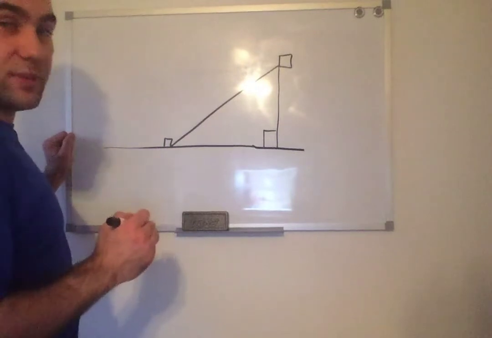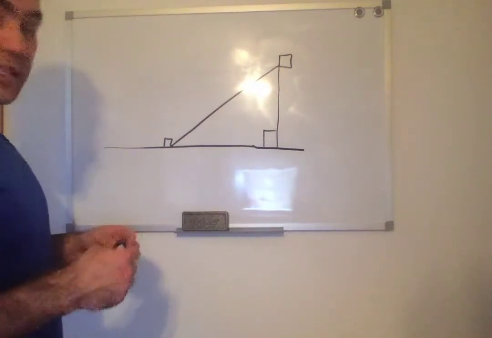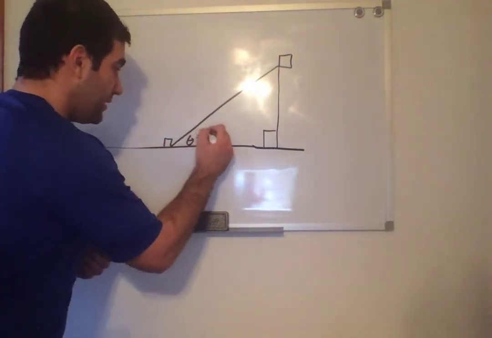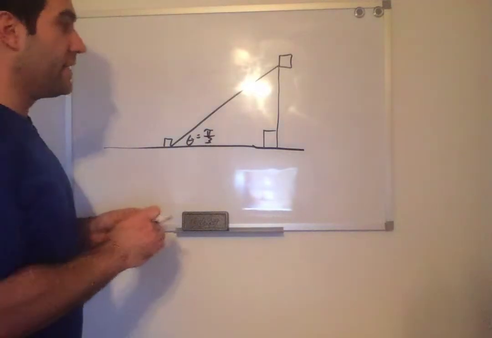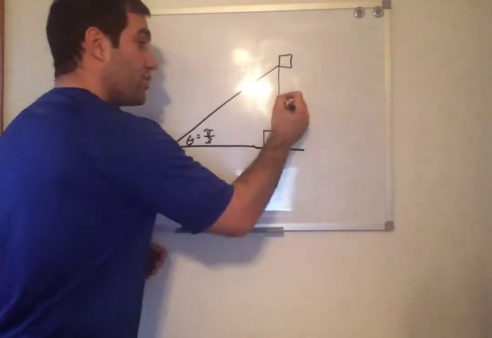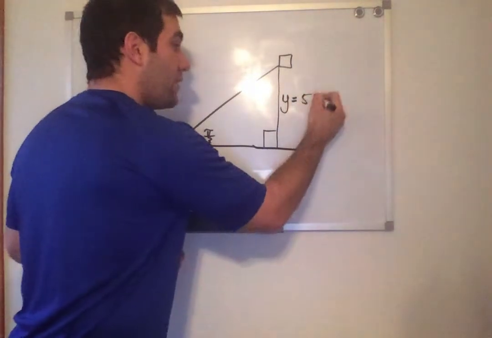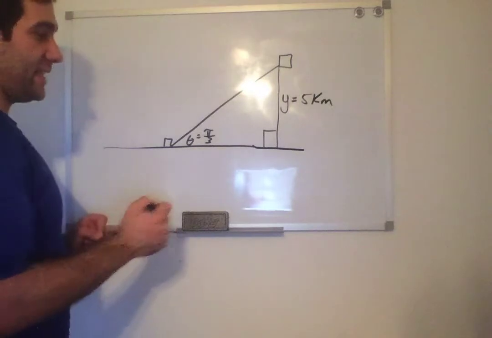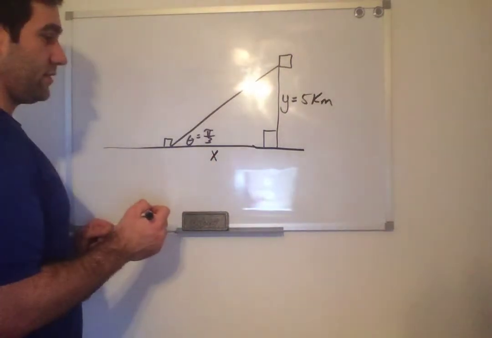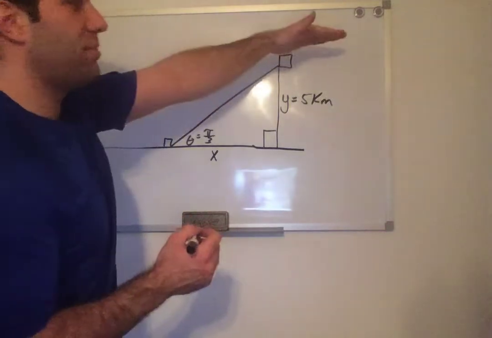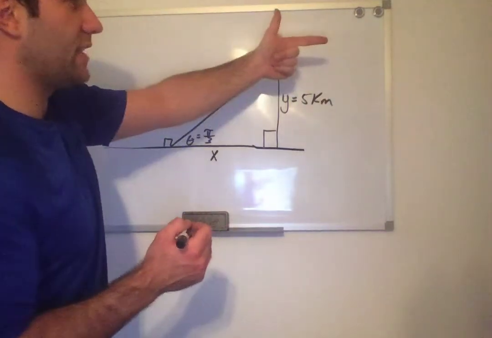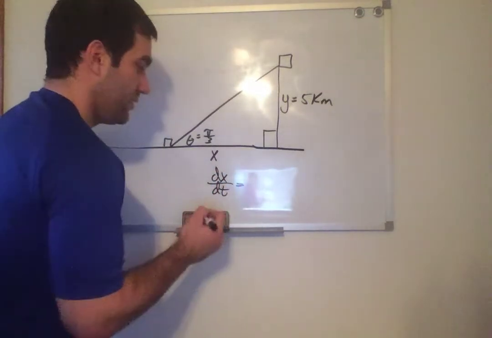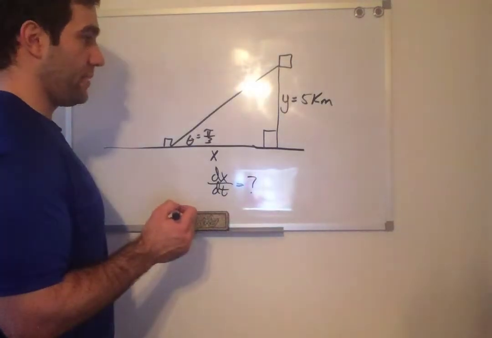Now this problem's going to be a little bit different. We're not going to be using the Pythagorean theorem here. They tell us that this angle theta is pi over 3. They tell us how high the plane is, so I label this y is equal to 5 kilometers. We don't know what this x distance right here is. And they're asking us, how fast is the plane flying? The plane's flying horizontally, so that's the same thing as asking us, what is dx dt? That's what we're trying to find.